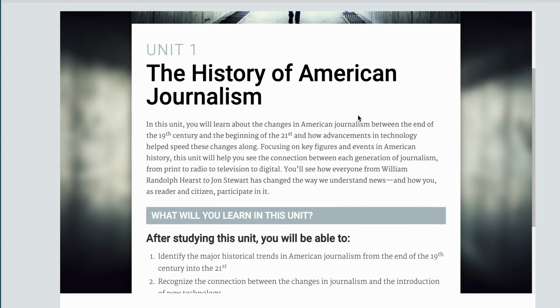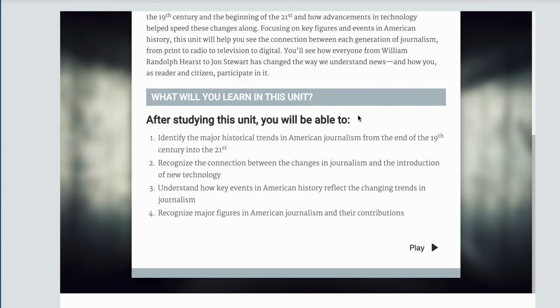So let's go to the introduction, which is very important because of this part, which is listing the objectives that you need to achieve by the end of this unit. Now, it's very important to know these objectives from the beginning and to measure if you have achieved the objectives or not. So objective number 1 is to identify the major historical trends. There are major historical trends in each and every lesson that you are going to identify from the end of the 19th century into the 21st century.